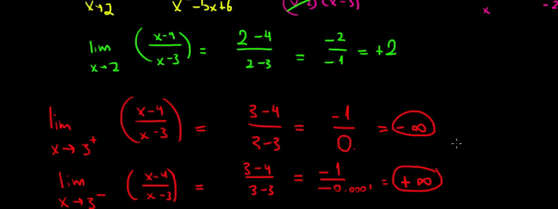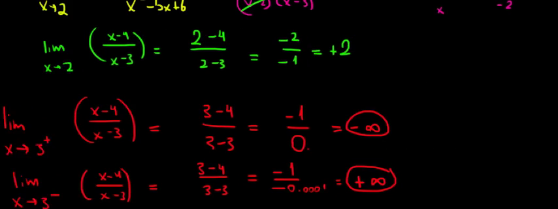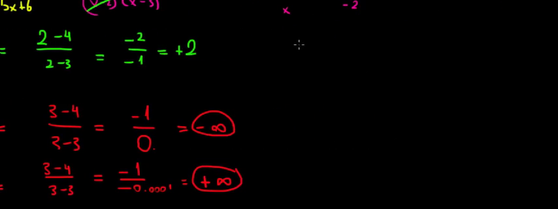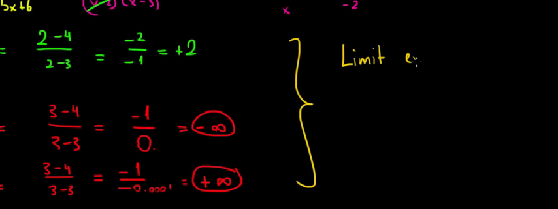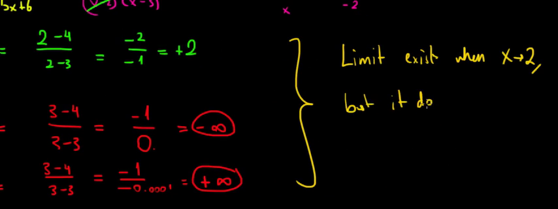So as a conclusion, we can say that the limit exists at x equals 2. Let's write it, because otherwise we lose the structure. So the limit exists when x approaches 2, but it does not exist when x approaches 3.